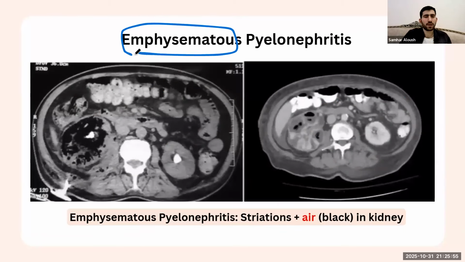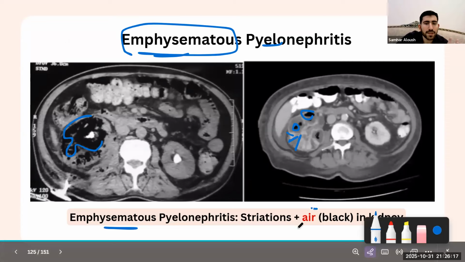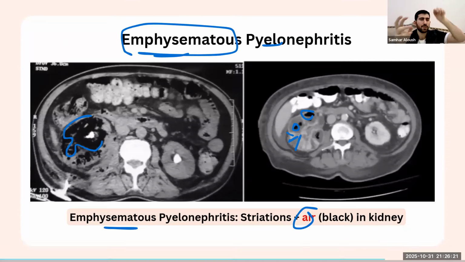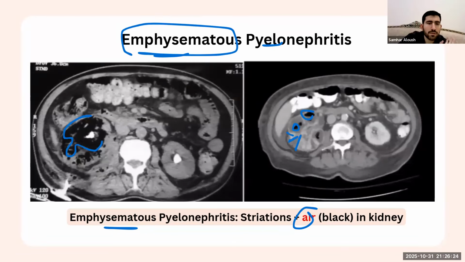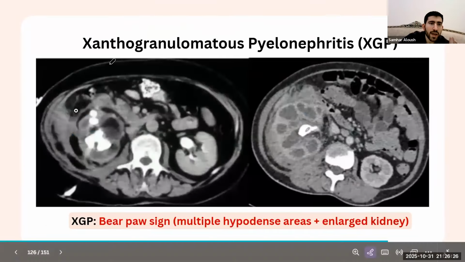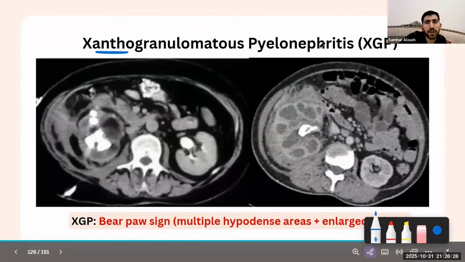You know what emphysema is? Accumulation of air in the lung, in the alveoli, it just accumulates. In emphysematous pyelonephritis, you will have air in the kidney. You see here, we have black, white, and then there are serious black dots. Those are air. Or here, this is air. So this is emphysematous pyelonephritis. It is striations and air. So striations, which is pyelonephritis, and then emphysema, which is air in the kidney. Okay? Clear, I guess.